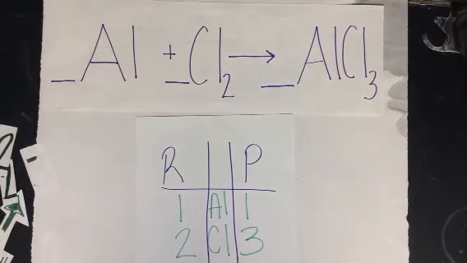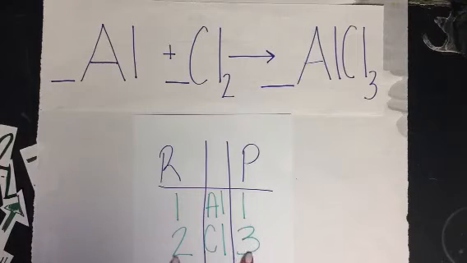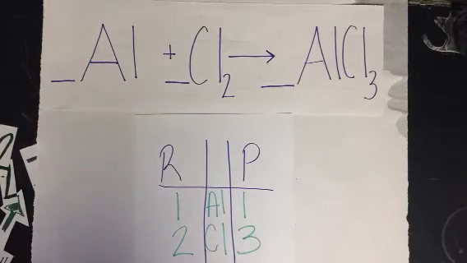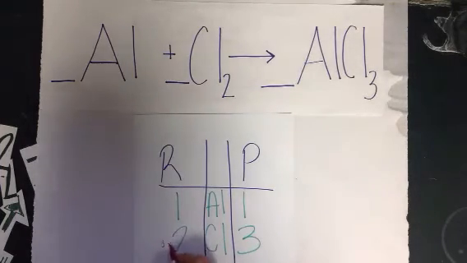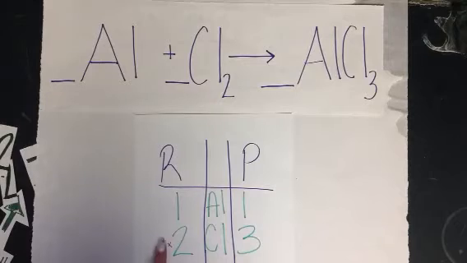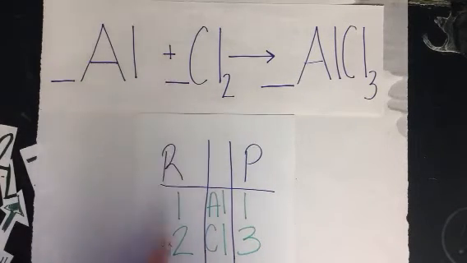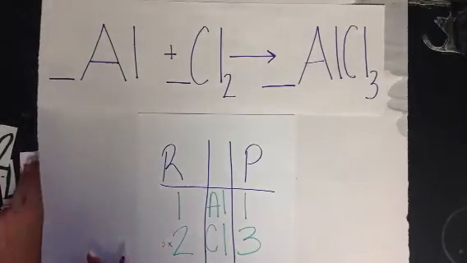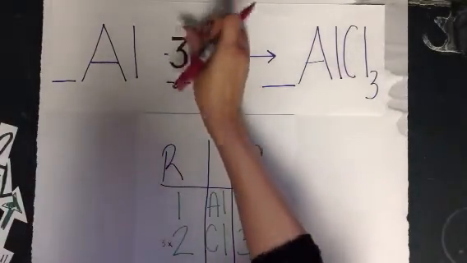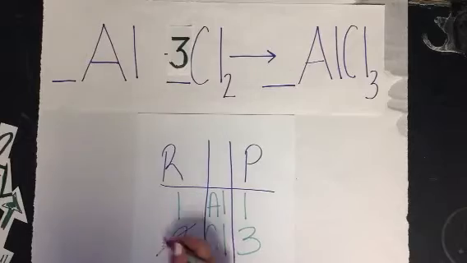So a good trick is to say 3 and 2. What's a common multiple between 3 and 2? Hopefully you said 6. How do I make this into 6? Well, 3 times 2 would be 6. So I need 3 times as many chlorines on the left-hand side. All right, let's put that in. 3 times 2 is 6.